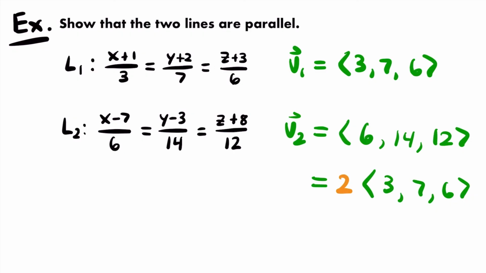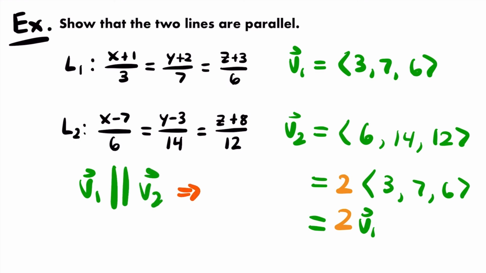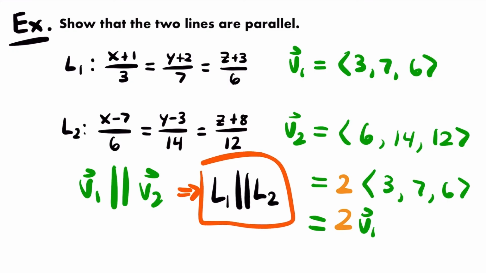Okay, so our final answer is this. We know that vector v2 is equal to 2 times vector v1, which means that vector v1 is parallel to vector v2, which then implies that line 1 is parallel to line 2. And that is our final answer. We now know that those 2 lines have to be parallel since their direction vectors are scalar multiples.